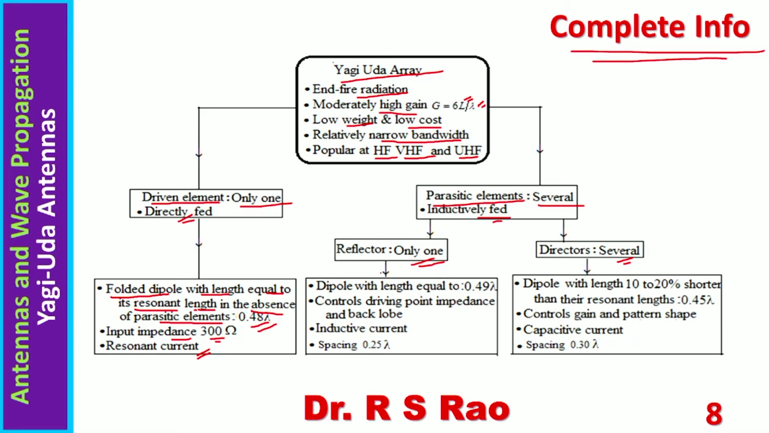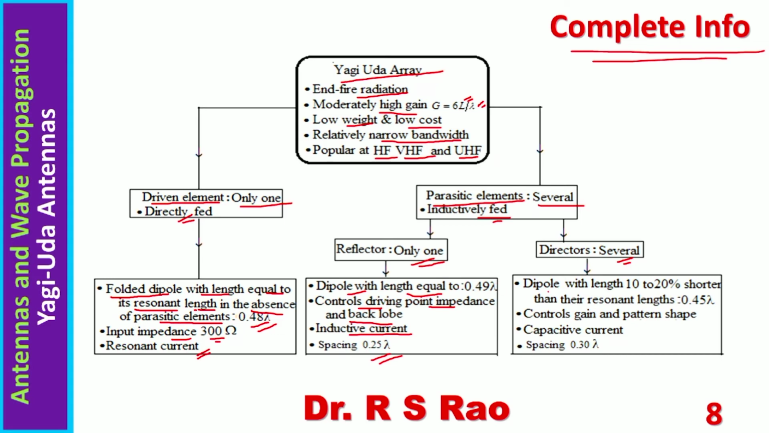Some aspects pertaining to the reflector. It is a dipole with length equal to 0.49 lambda. It controls driving point impedance and back lobe. It carries inductive current. Spacing is 0.25 lambda.